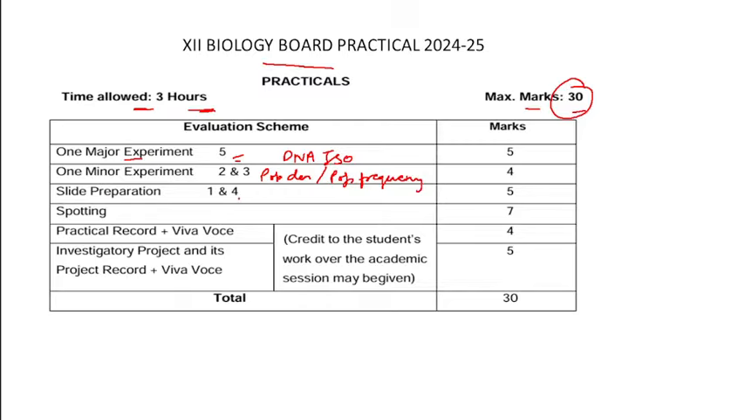Slide preparation 1 and 4, that means either you will be making the onion root tip slide, that means the mitosis slide, or you will be asked to make a pollen germination slide, one of the two. Spotting is going to carry 7 marks, practical record 4 marks, and investigatory project plus viva based on it is going to carry 5 marks, so total 30 marks.